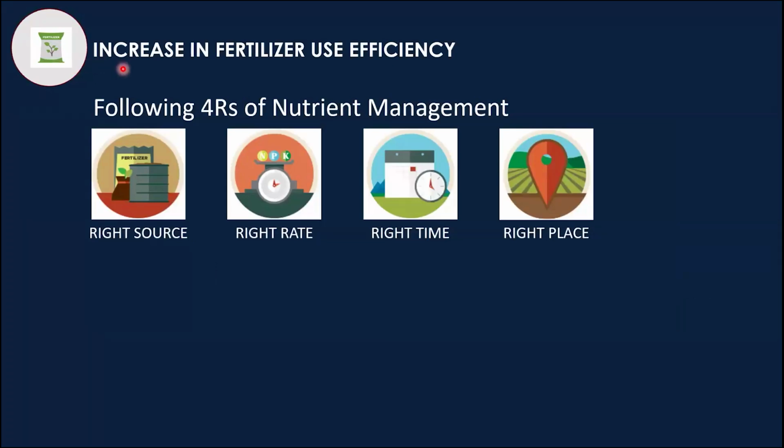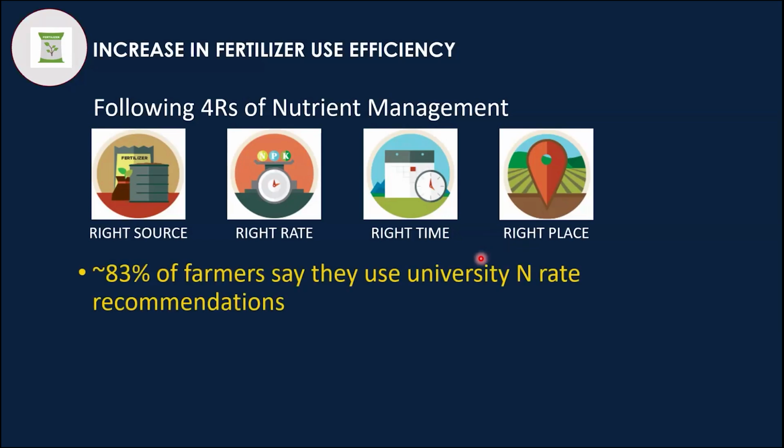So when we're looking at fertilizer use efficiency, I like to look at some of the 4 R's of nutrient management: the right source, the right rate, the right time, the right place. How well are we doing with some of these things that we know right now? I know we're doing a lot of studies trying to figure out how to better improve these, but how well are these working?